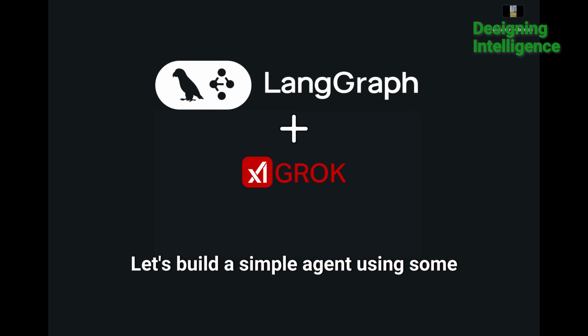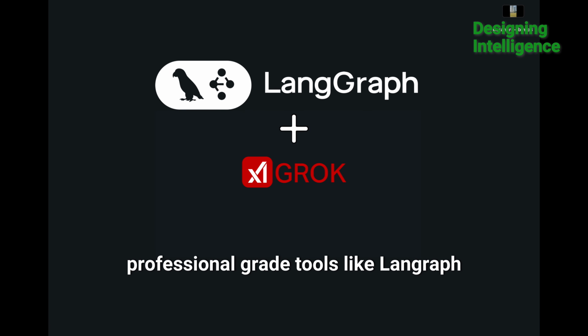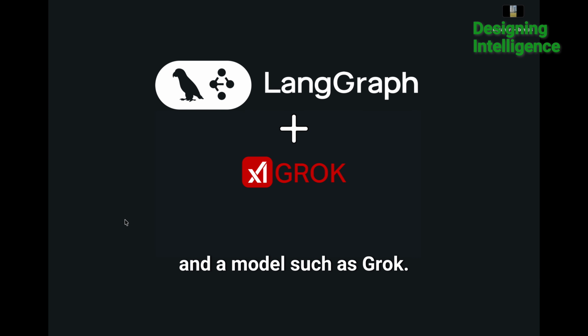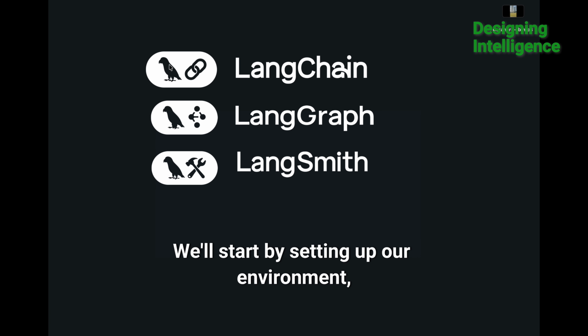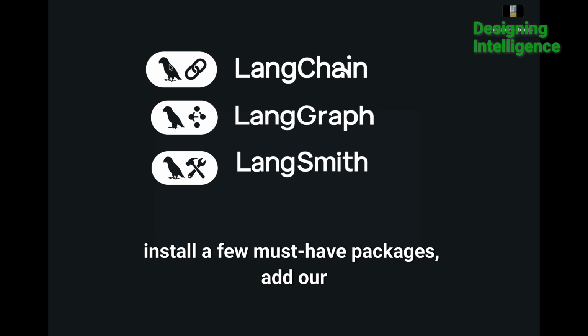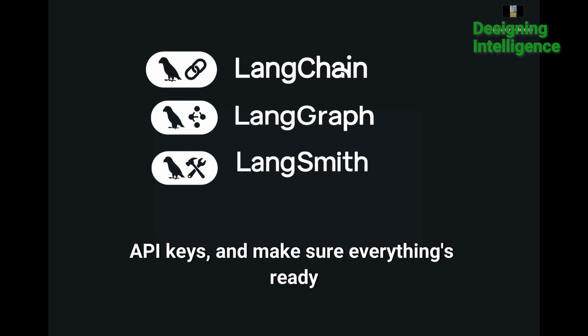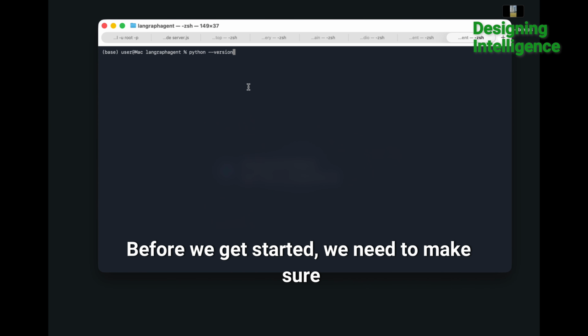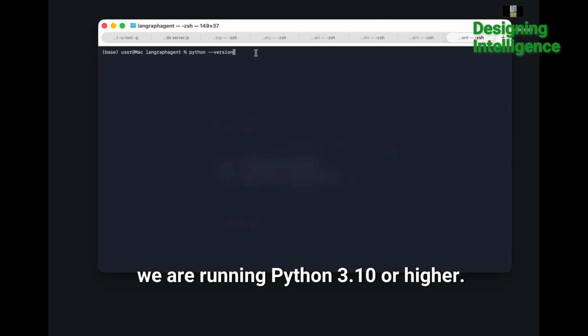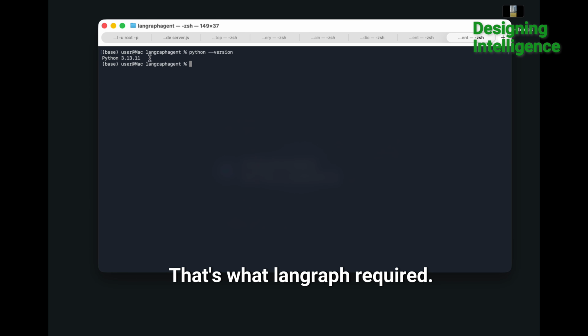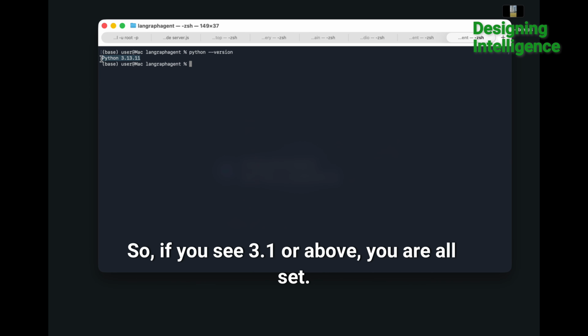Let's build a simple agent using some professional grade tools like LangGraph and a model such as Grok. We'll start by setting up our environment, install a few must-have packages, add our API keys, and make sure everything's ready to roll. Before we get started, we need to make sure we are running Python 3.10 or higher. That's what LangGraph requires. So if you see 3.1 or above, you are all set.